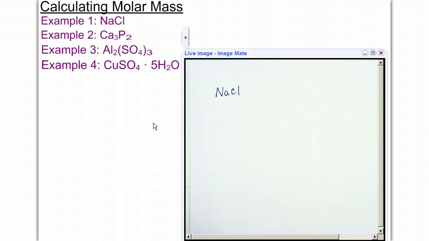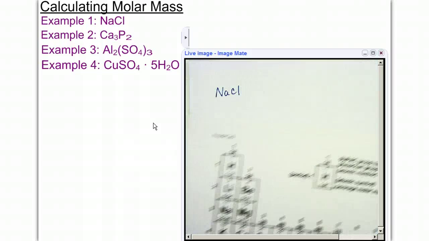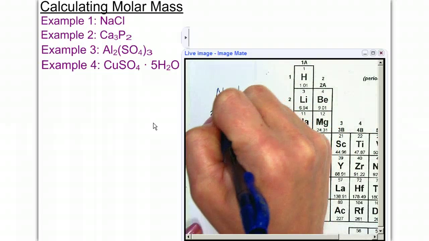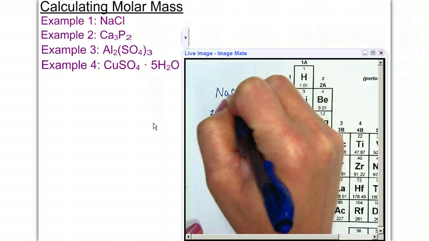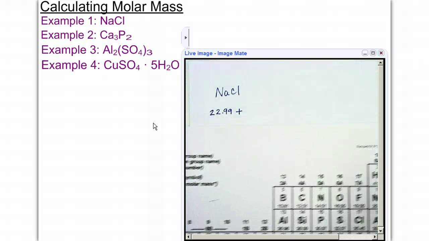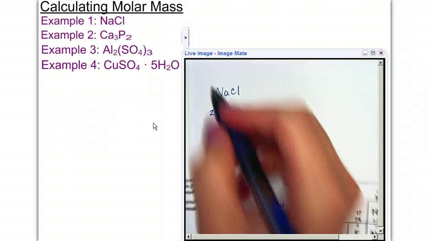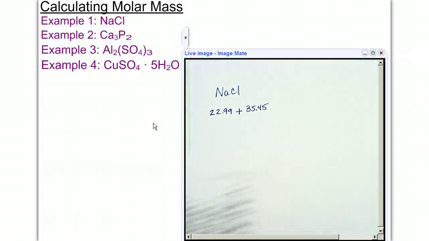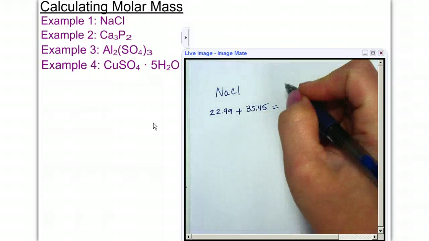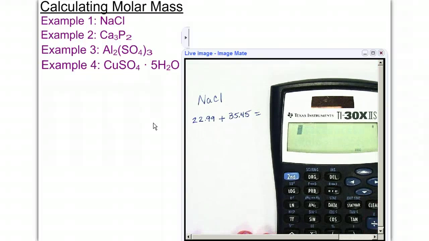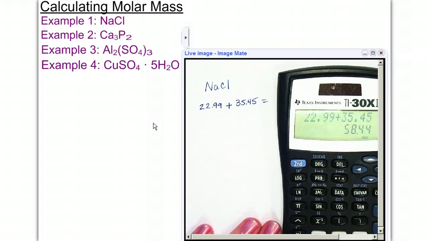And what I need to do is go to my periodic table and I need to locate the mass of each of these. So sodium is 22.99. I only have one sodium, so I'm going to add that to the one chlorine that I have, and chlorine is 35.45. And now that I have my sodium and my chlorine, I'm going to add them together. 22.99 plus 35.45 is going to equal 58.44.